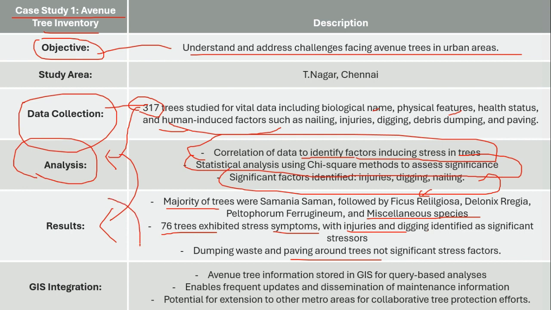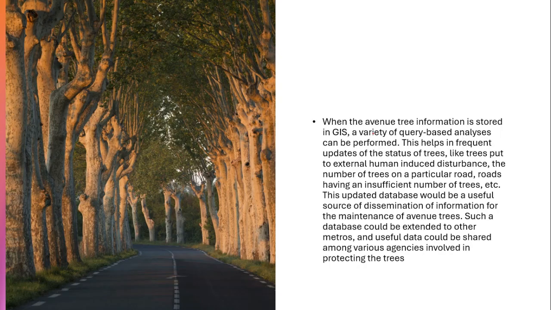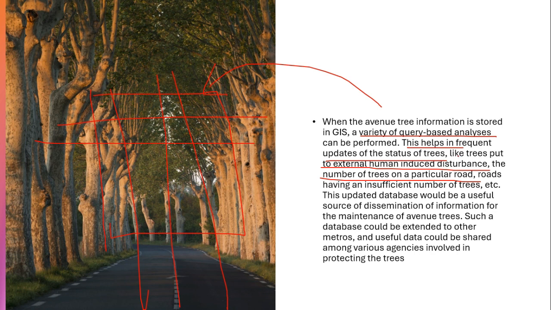So when these results are integrated with GIS, when all these results and analysis are updated in the GIS database, we can perform different queries like how many trees are put to external human-induced disturbances, the number of trees on a particular road, like roads having an insufficient number of trees, etc. So this kind of information we can get when we update this database in GIS.